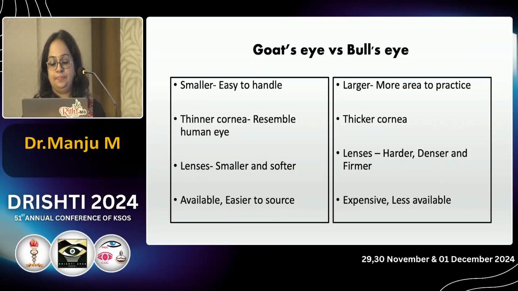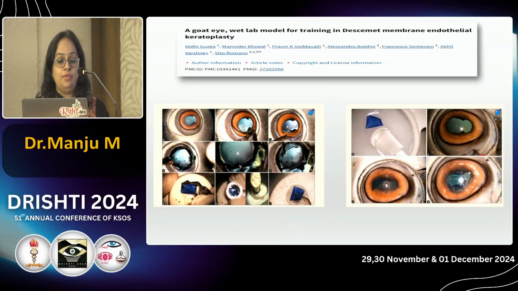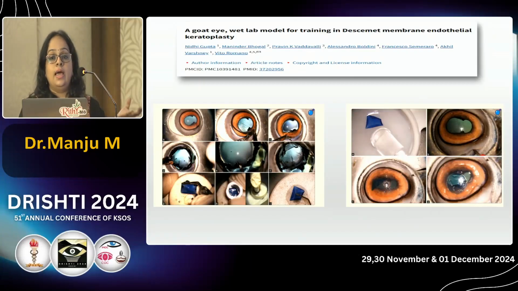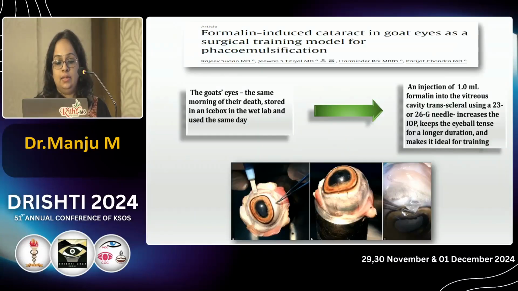And these are a few corneal DMEK and DSEK procedures which are done on the goat's eye. So if you want to do any corneal procedure, it is better to get a goat's eye. And if you want to do tunnel making, suturing and all, bull's eye is better because you have thicker sclera and more area to practice. And for goat's eye, if you are getting the eye, get it the same morning, store it in a nice box and use it on the same day.